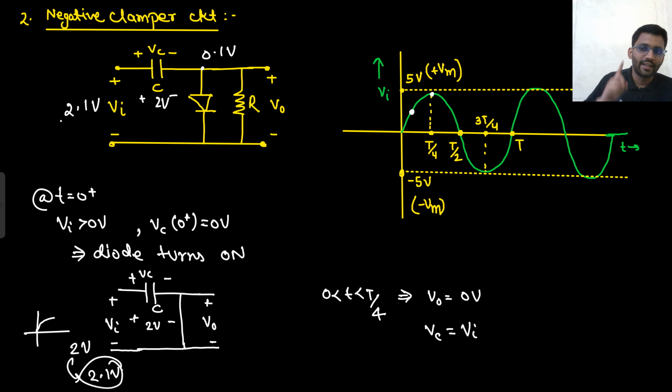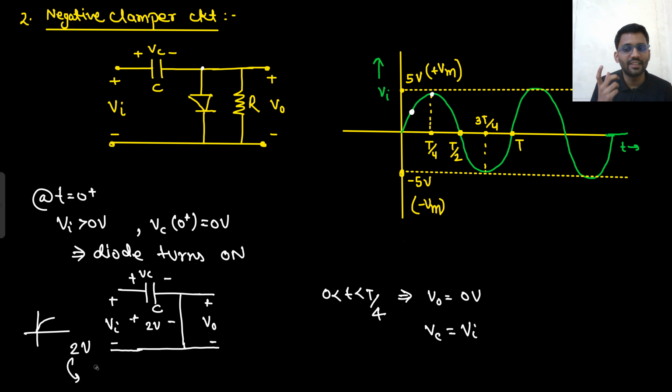So that's why here as well we will check at T by 4 plus. Many times I have seen students solving the problem of a clamper circuit, but they don't even know why we are checking this point. The reason for checking this point is that the graph is changing its nature. First it was increasing only, but now it is decreasing. So that's why we need to check.